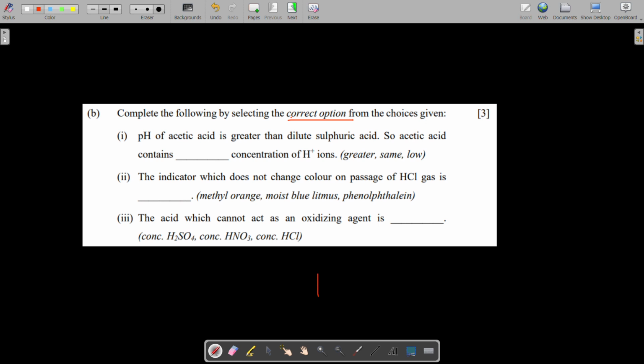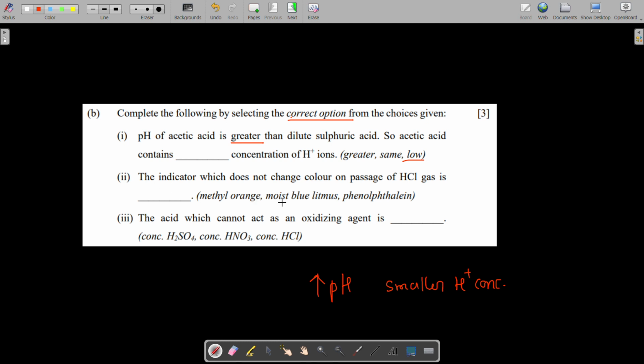So we know the greater the pH value, the smaller will be the H plus concentration. What they are asking here: pH of acetic acid is greater than sulfuric acid, then obviously it contains low concentration of H plus ions. Or simply you should remember, acetic acid is a weak acid.